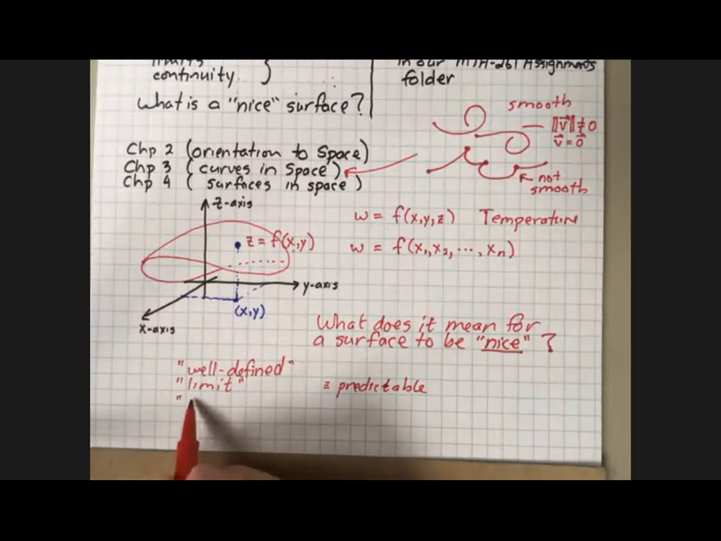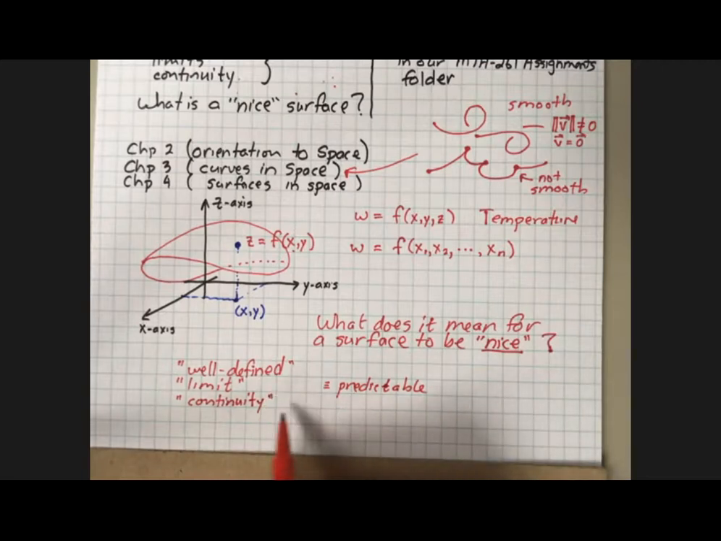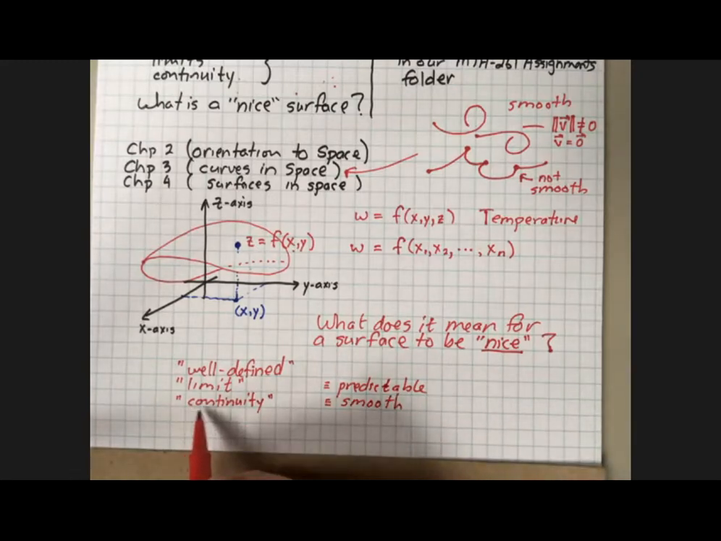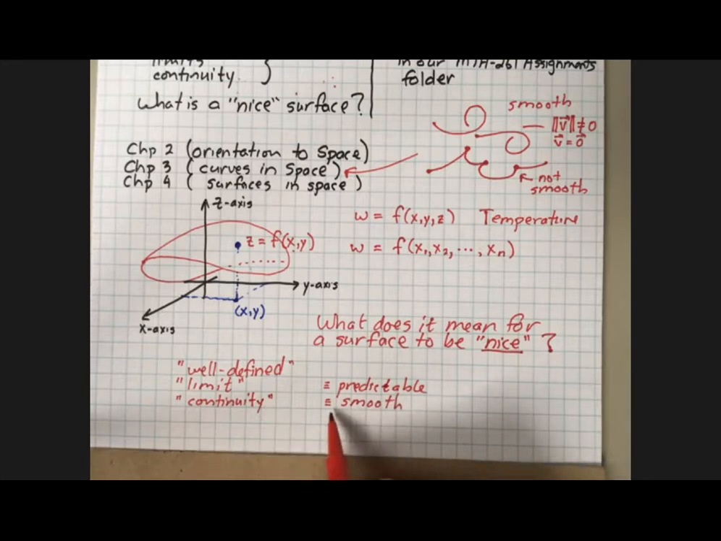We use this word, continuity. And in your calculus 1 and 2 experience, continuity was the thing that we attached to the word smooth. To say that something had continuity meant that that function graph was smooth.